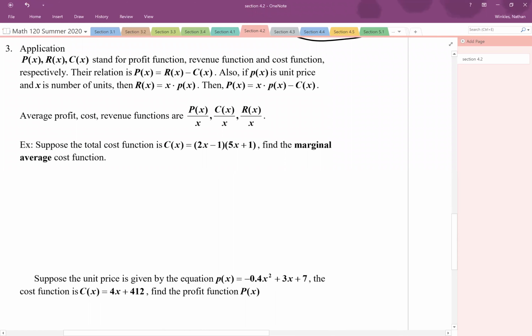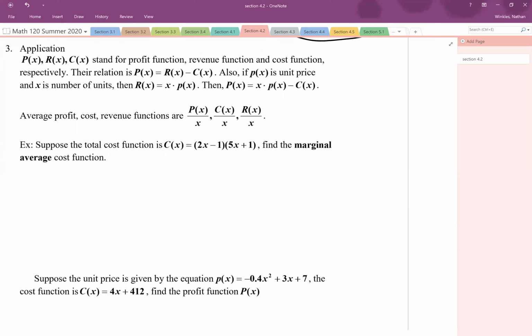Again, we can have business applications here. So P of x, R of x, and C of x stand for our profit function, our revenue function, and our cost function, respectively. The relationship between these three is given by P of x is equal to R of x minus C of x. Or in other words, profit is equal to revenue minus cost.